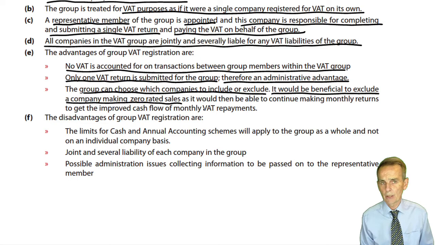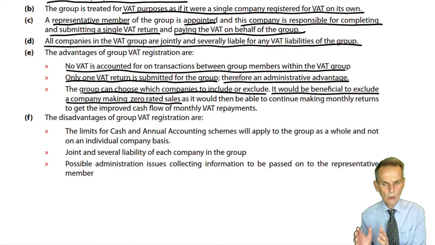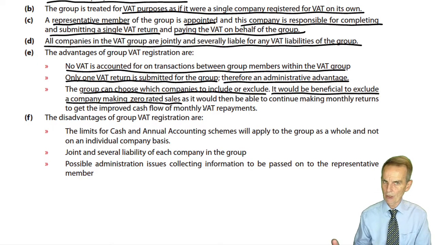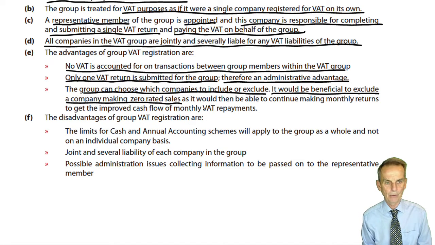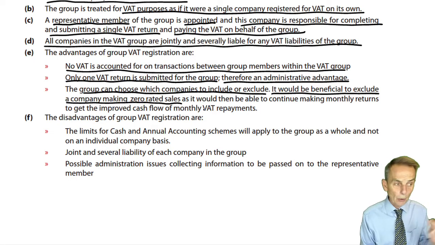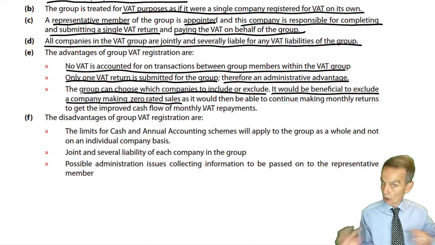So you may well consider, and certainly would if the amount of repayment from HMRC was considerable for such a company, that if it made those zero-rated supplies but had standard-rated inputs, then let it continue on a monthly return basis so we get repayments from HMRC every month, while all the other companies in the group, or those that we choose to be in it, we will submit a group VAT return on a quarterly basis, so we'll pay them quarterly. Good idea.